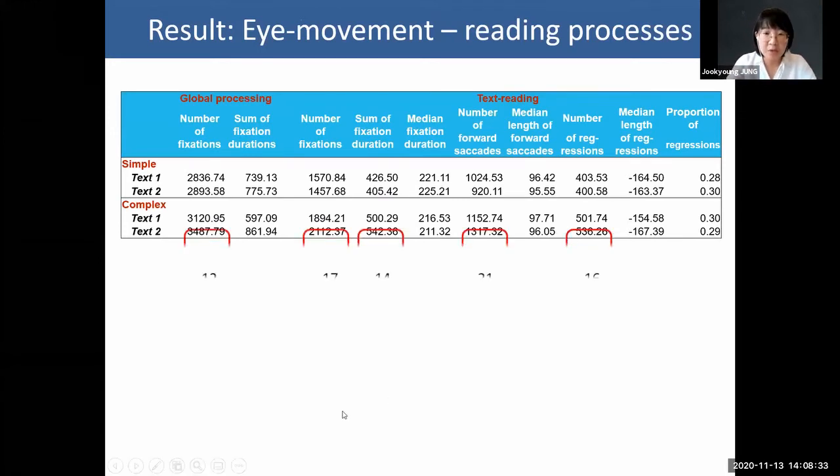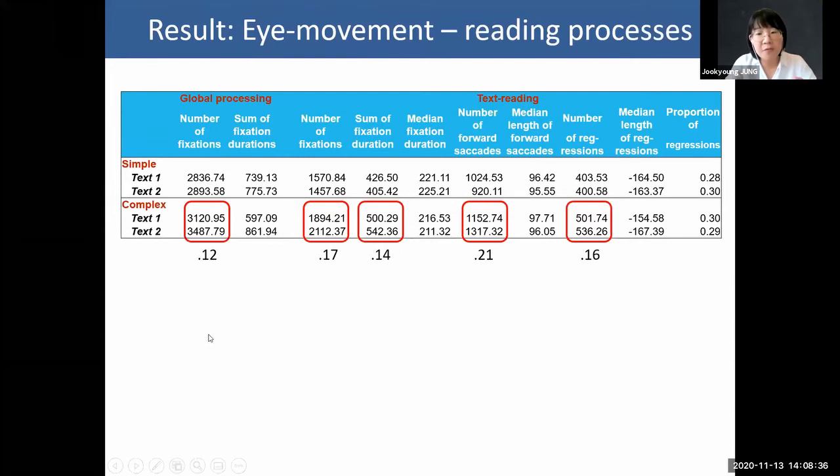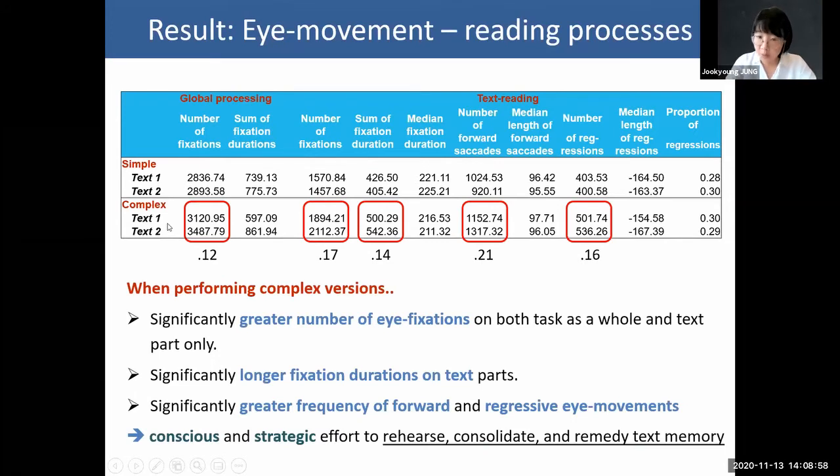And these are the results of the eye movement measures for reading processes. And as you can see here, we could see greater values for number of fixations for both global processing and text processing, as well as greater values for sum of fixation duration, the number of forward saccades, and the number of regressions under the complex version. In other words, when performing complex versions, we could see significantly greater number of fixations on the task as a whole, as shown in the global processing, and on the text part only as well.